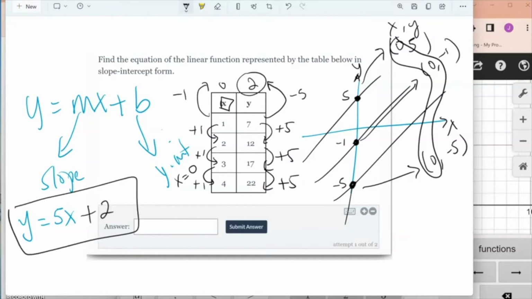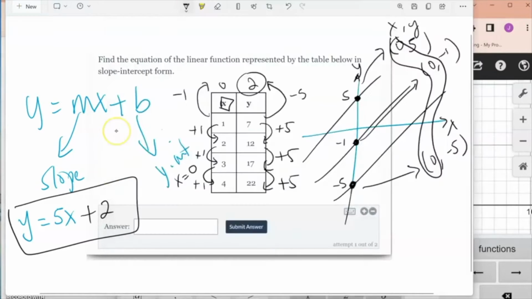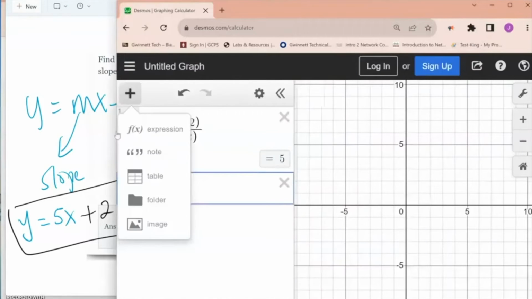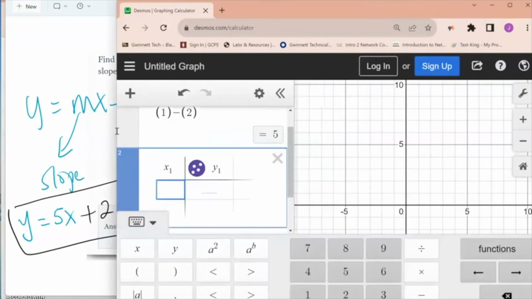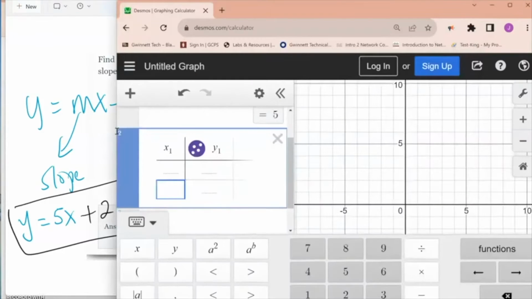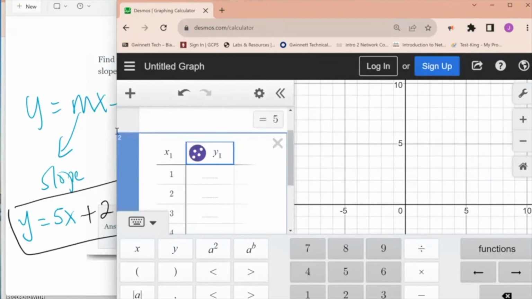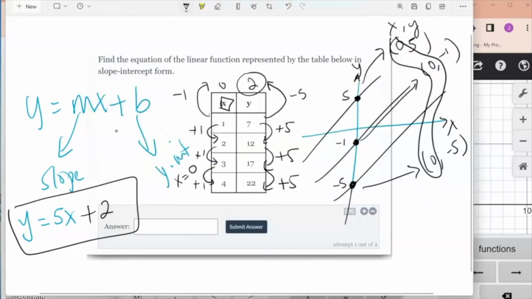Now, there's some questions that will be more complicated than this, and in a little bit, I will show you how to use, in fact, I am going to show you how to use a Desmos calculator. Why not? In this kind of question, you can insert the table. So you go right here, and you hit table, and then you put in the values. So 1, 2, 3, 4. And then 7, 12, 17, 22.